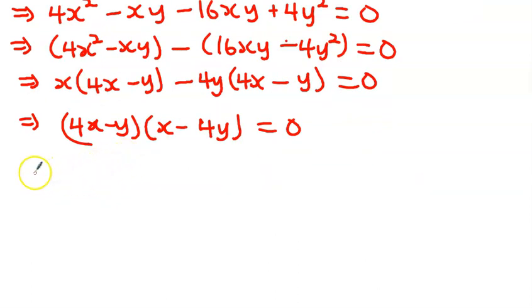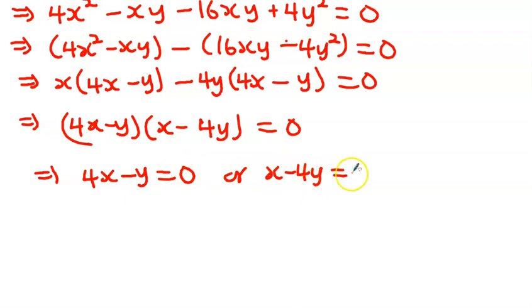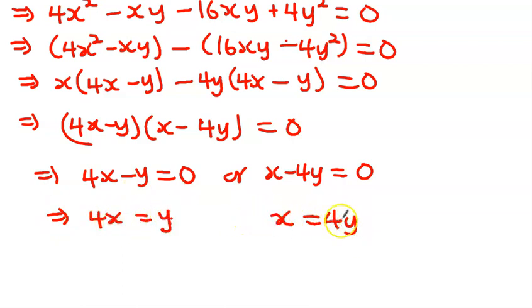If you have something like this, either 4x minus y is equal to 0 or x minus 4y is equal to 0. Now, when we look at this one, we have 4x is equal to y, and then x is equal to 4y. Looking at these two simple equations, here we realize that x is less than y, and over here x is greater than y. So since x is greater than y, we are going to ignore this part and concentrate on this. So x is equal to 4y.